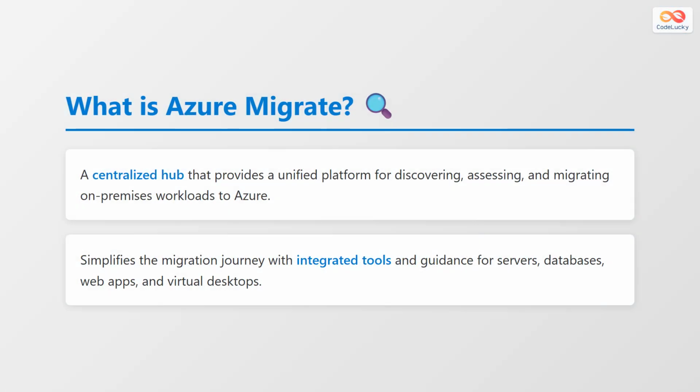Azure Migrate acts as a centralized hub that brings together all migration activities in one place. It provides a unified platform for discovering your on-premises resources, assessing their readiness for cloud migration, and executing the actual migration process. The platform simplifies the entire migration journey by offering integrated tools and step-by-step guidance for migrating servers, databases, web applications, and virtual desktops to Azure.